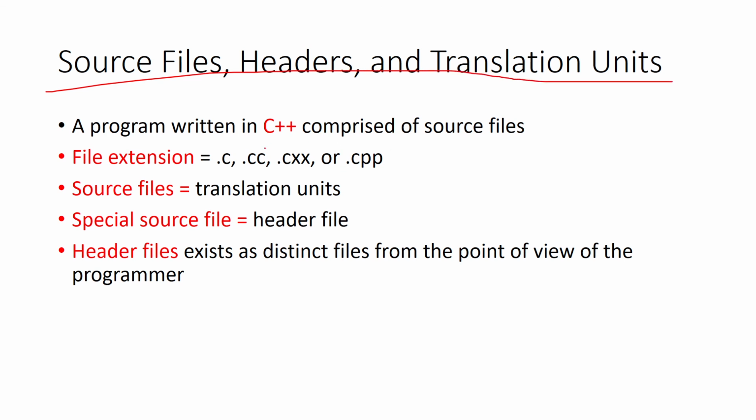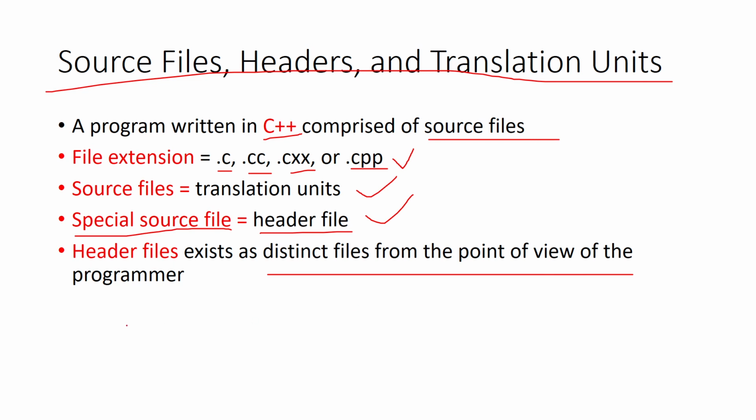A program written in C++ is comprised of source files. The file extension is .c, .cc, .cxx, or .cpp. Source files are translation units. A special source file is the header file. Header files exist as distinct files from the point of view of the programmer.